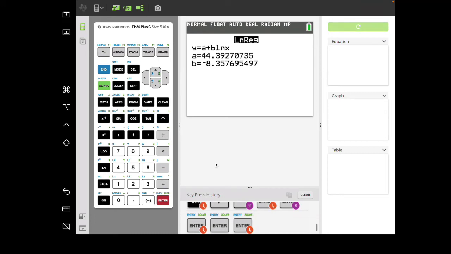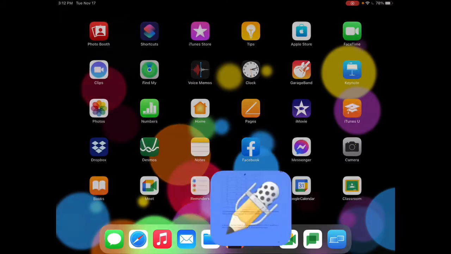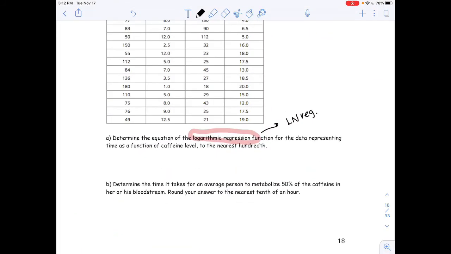Okay, so once you have this equation, let's write it down because that's what the question A asks for. It says, what's the logarithmic regression that represents this data to the nearest hundredth? So you're going to write y equals, your A is 44.39 to the nearest hundredth. Then you go plus, B should be replaced with negative 8.36, and then ln x. That should always be there.